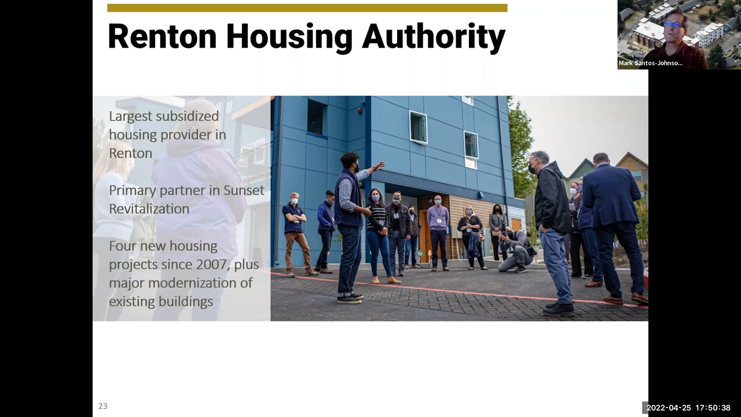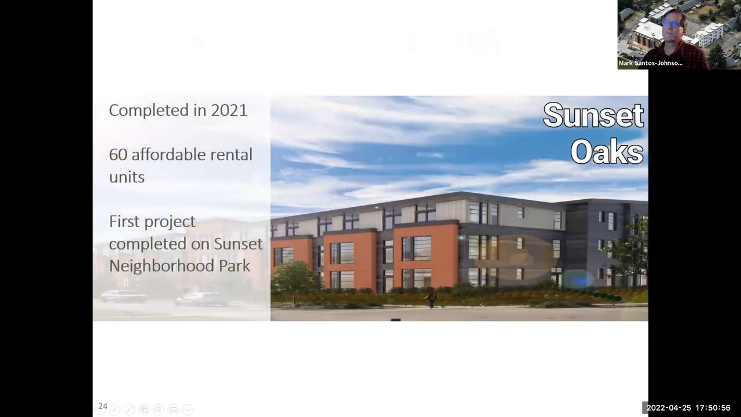RHA has built four new housing projects in the Sunset area in the last 15 years with a total of 136 units. Over the last 5 years, they also modernized nine of their older buildings with a total of 643 units. RHA's most recent project is the Sunset Oaks Apartments, completed in 2021. This 60-unit workforce housing project is RHA's fourth replacement housing project for the former Sunset Terrace Public Housing Project and the first residential project to be completed adjacent to the Sunset Neighborhood Park.